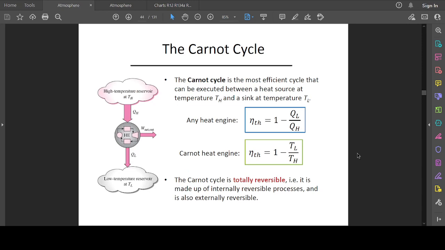The Carnot cycle is the most efficient cycle that can be executed between a heat source at a high temperature, TH, and a sink at a low temperature. Any heat engine has a thermal efficiency with respect to the heat lost and the heat added to the system, but the Carnot heat engine has a thermal efficiency with respect to the temperature of the low reservoir and the temperature of the high reservoir. The Carnot cycle is totally reversible. It is made up of internally reversible processes and is also externally reversible.